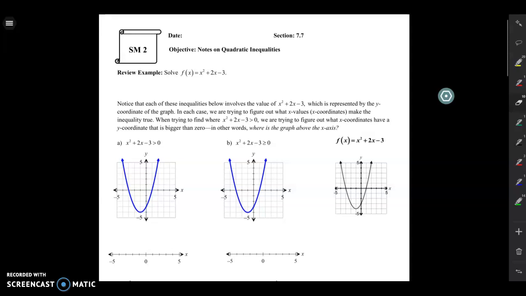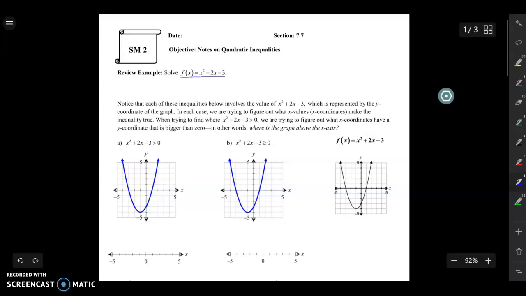In this video, we're going to be talking about how to solve quadratic inequalities. So it's going to have some similarities to solving quadratic equations or quadratic functions, and then we're just going to see how it's different when they're inequalities instead of equations. So let's just start with a review example of solving a quadratic equation.